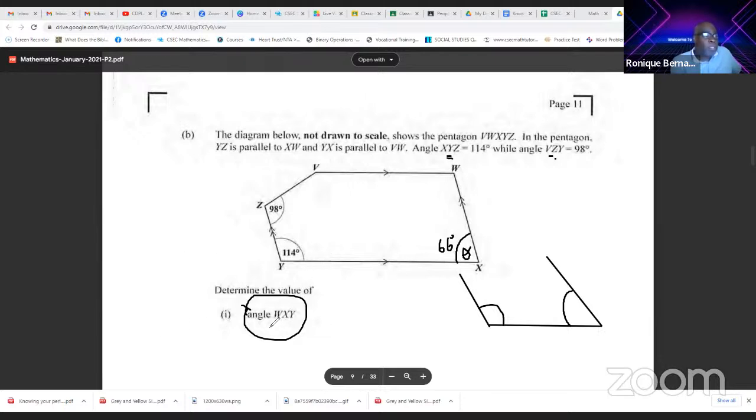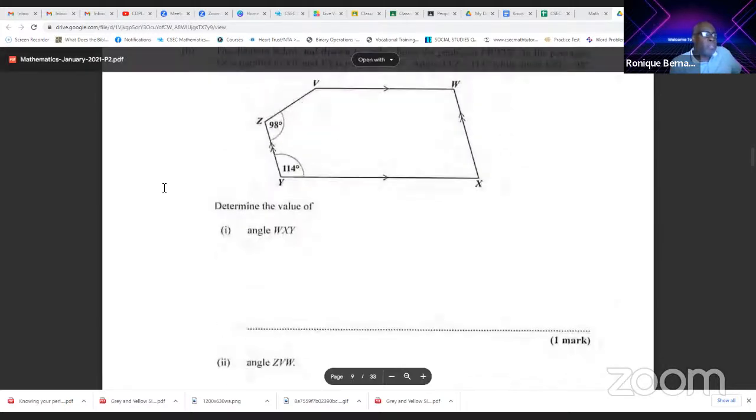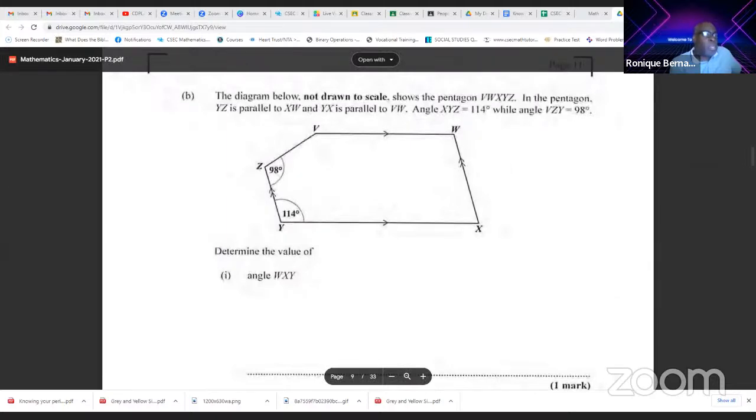So of course that is 66. I think that is one mark. All right, let's move to the other one. Now they want to determine angle V. Angle V. Try that for yourself. Let's see if you are thinking. Try to find angle V for yourself.